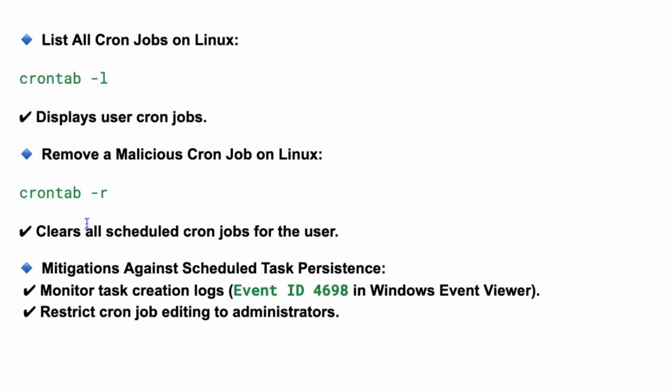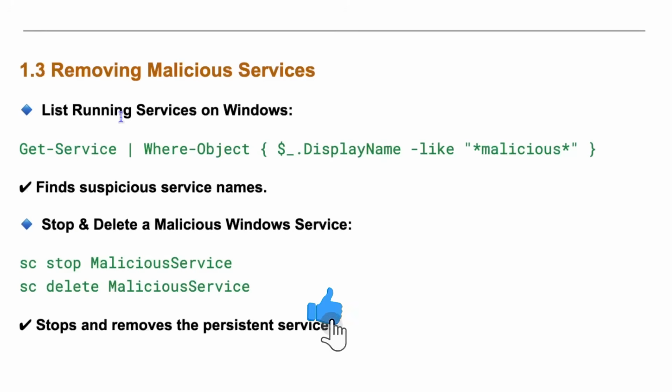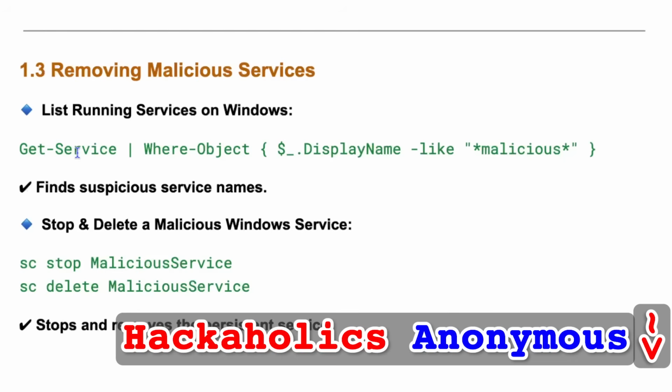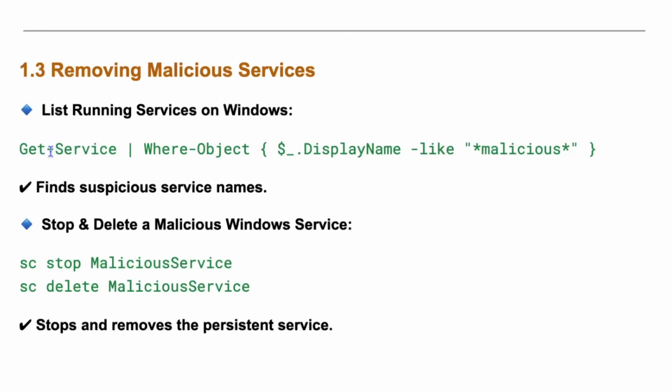scheduled task creation. For example, let's say you want to remove malicious services that were created. So list the running services on Windows. Again, this is one of those things where you shouldn't have to list them. You should just know exactly what you created if you created a malicious service. But if you wanted to list all the running services, you would do the Get-Service cmdlet, where the object's display name is something like malicious.